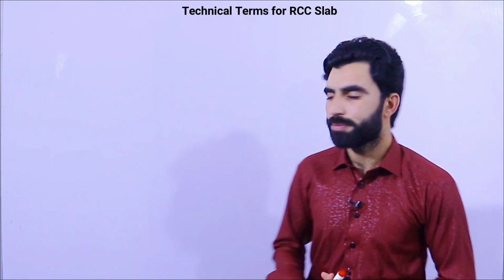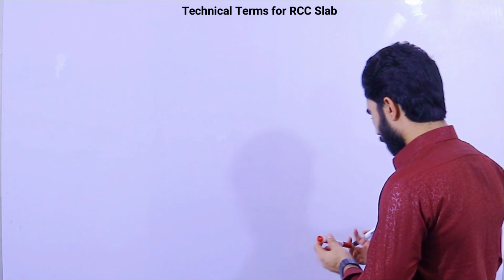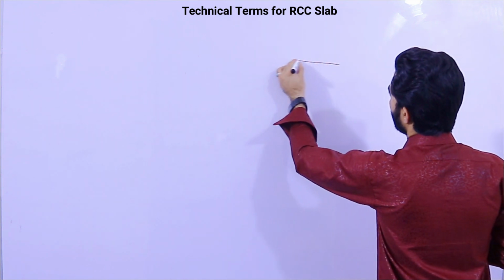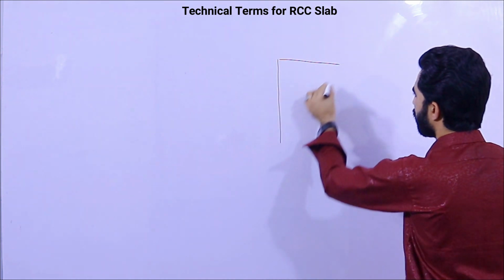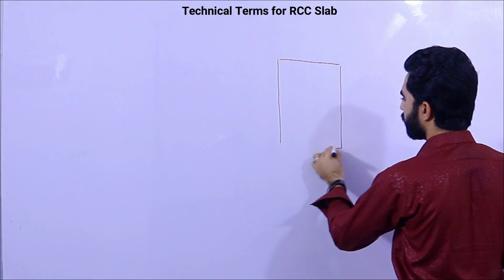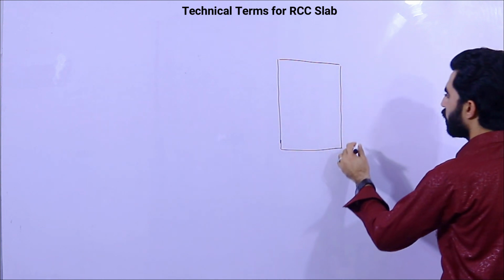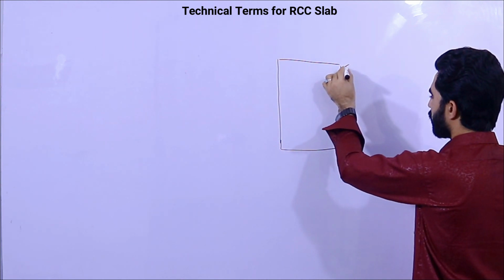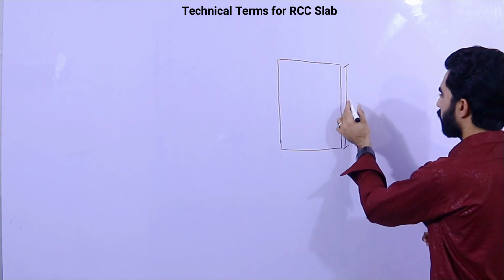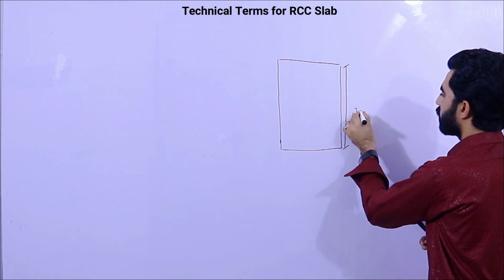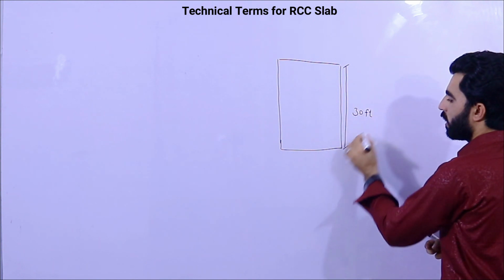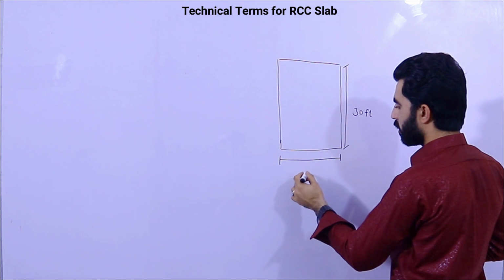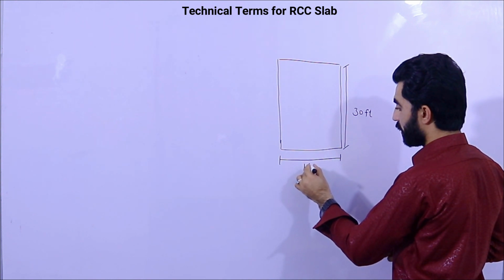Let's get started, guys. Remember, for example, I have a slab, which length is, suppose, 30 feet, and its width is 16 feet.